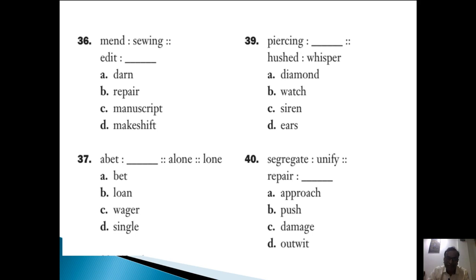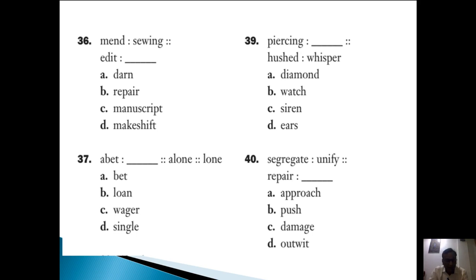Piercing equal to what? Hush equal to whisper. A siren is described as piercing, and a whisper is described as hush. So the answer is siren. Question number 14. Segregate equal to unify.